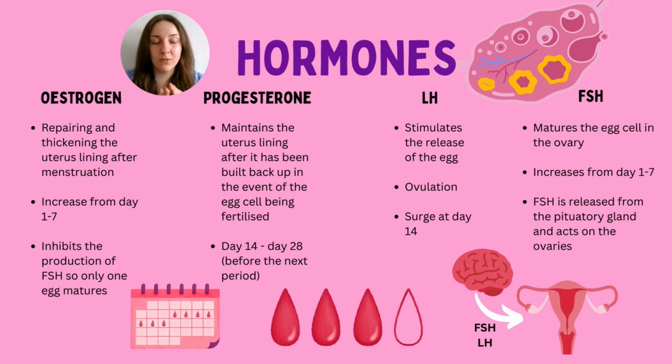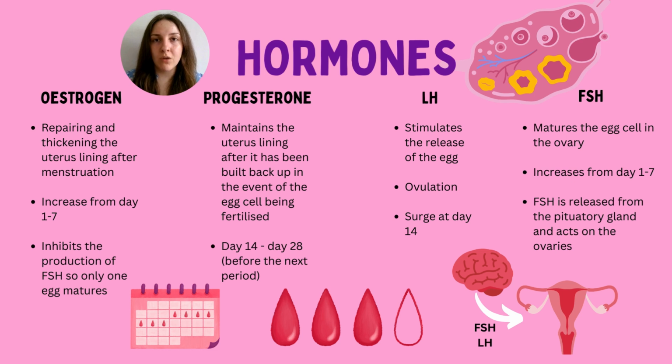And if we were to have from day 1 to day 28, the average time of the menstrual cycle, on day 1 to 7, the estrogen levels start to rise. And that's because on day 1, the menstrual cycle begins and menstruation has just occurred. Okay, so the uterus lining needs to be built back up.